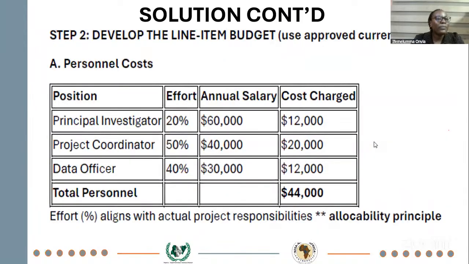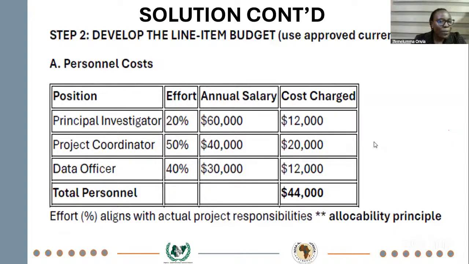The next is to develop the line item budget. If you see this caption, use approved currency. That's very important also. If it's an international funder, even when you have done your budget in your local currency, always translate to your funder's base currency. First, we have the principal investigator, who should be the person in charge of the project. Then we have the project coordinator, I mentioned that, project manager. Then you have the data officer, those people that will do the data collection.